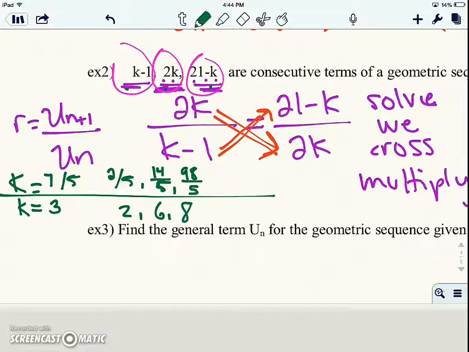Well, it's 3. See? 3 minus 1, yep, that's 2. 2 times 3, yep, that's 6. And 21 minus 3 should be 18. There we go. And if you checked this divided by this, you'd get r is 7. And I think you can tell 2 times 7 would give a numerator of 14. 14 times 7 would give a new numerator of 98. And then obviously on this one, the r is 3. So yes, with these two k's, we're able to make a geometric sequence represented by these expressions with their mystery k.